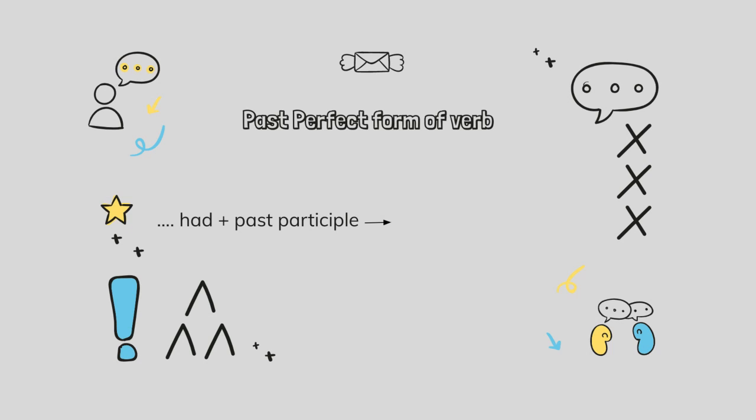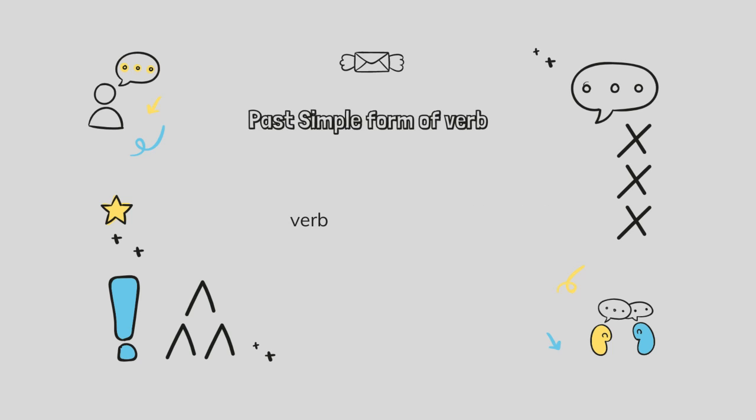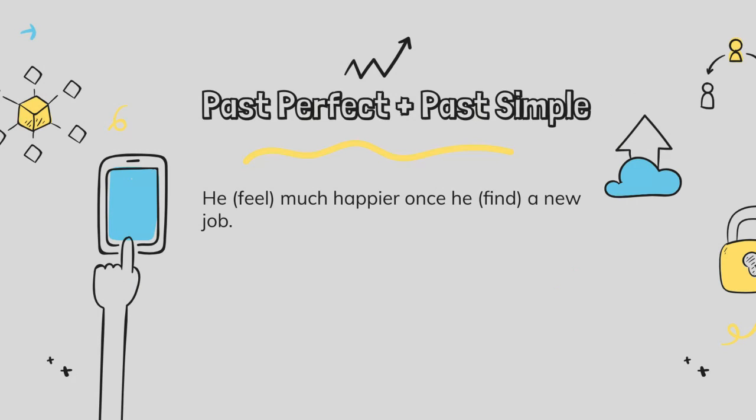How do you make that? With a verb. But there are two types, regular and irregular. Regular is plus ed, irregular third form. What about past simple then? Again, verb. Two types, regular, irregular. Regular plus ed, irregular second form. Well done.